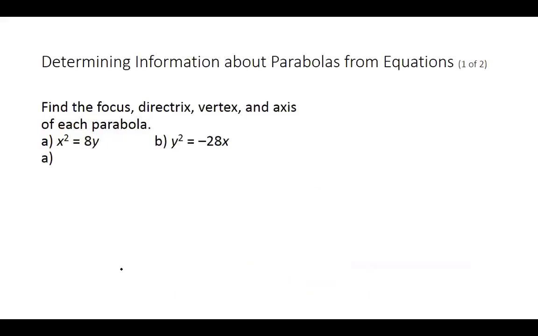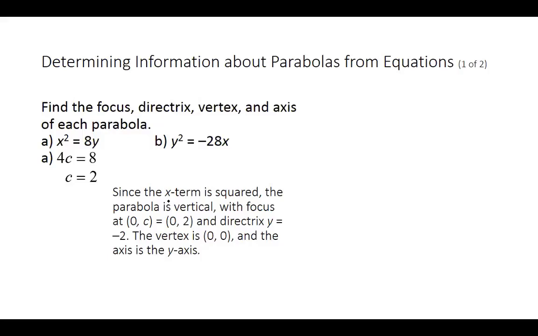Find the focus, directrix, vertex, and axis of each parabola. The first one, we have x squared is equal to 8y. If you recall, 4c would be equal to 8. If you look at the equation of the parabola, this coefficient is equal to 4c. That's how you can solve for c. Divide both sides by 4. C is equal to 2.